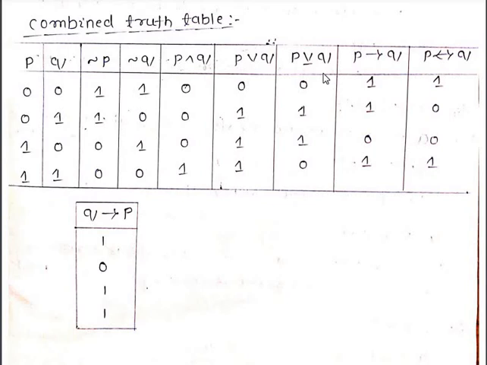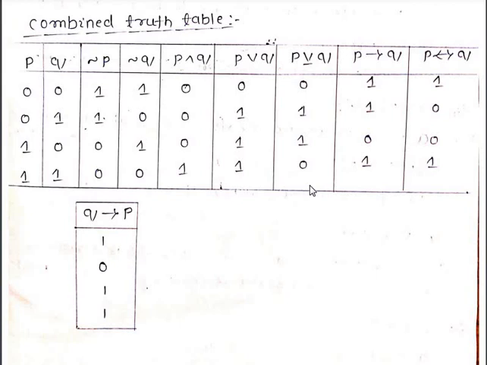P exclusive disjunction Q: when both P and Q have opposite values, then only it will give you 1. So now let us check. 0, 0 will give you 0. 0, 1 will give you 1. 1, 0 will give 1. 1, 1 will give you 0. The same values should not be there.